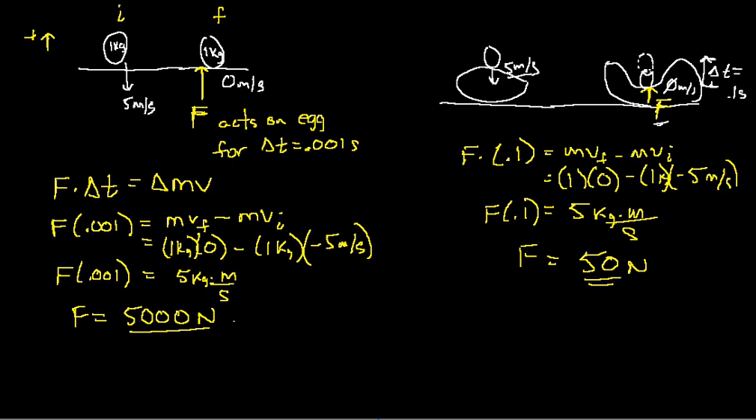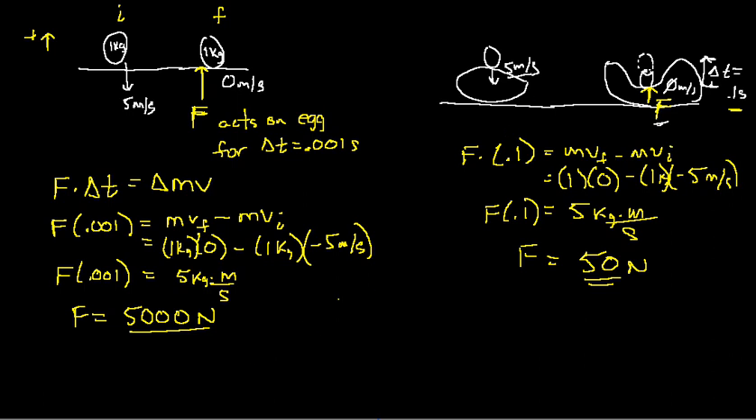So look at the difference in the force. Here the force was 5,000 newtons. Here, because you put a pillow, it took longer to change the momentum of the egg from 5 meters per second to 0 meters per second. So this length of time took a little bit longer. You increase the time by a factor of 100, which caused the force to drop.